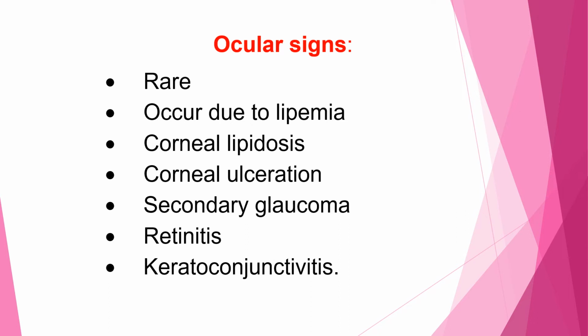Some of the dogs manifest ocular signs. These are rare conditions. These occur due to deposition of fat in the eye because of lipemia. There is corneal lipidosis, ulceration on the cornea, secondary glaucoma, retinitis, and keratoconjunctivitis, and many other signs are observed that affect the eyes. The animal may become blind.